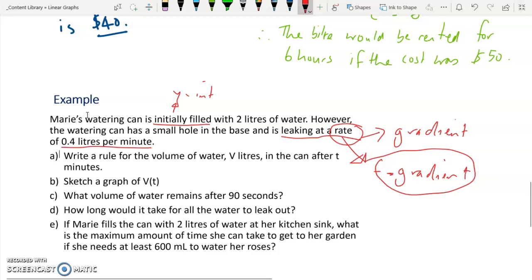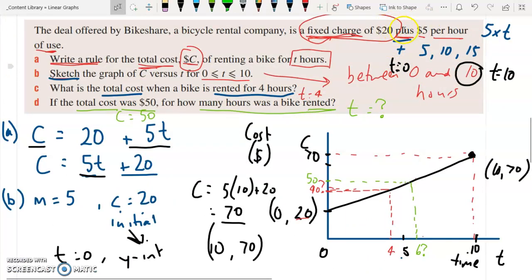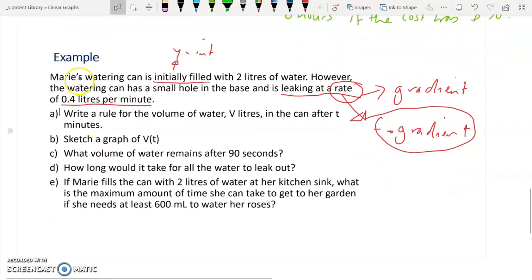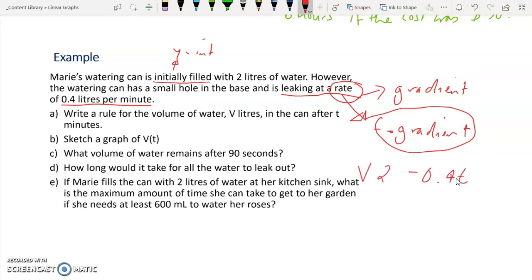If it's a plus up here, we add the gradient times the number of minutes. Here, 0.4 liters per minute, so we're going to have the 2 liter tank subtracting 0.4 times the number of minutes t. So it's going to be a minus 0.4t, so V equals 2 initial minus 0.4t. Just look for the keyword there: leaking. If it's adding, it's a plus. If it's leaking, it's a negative.